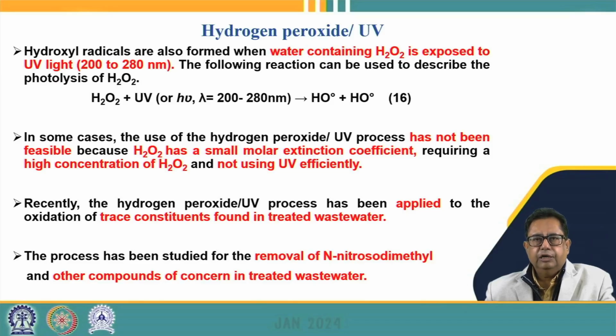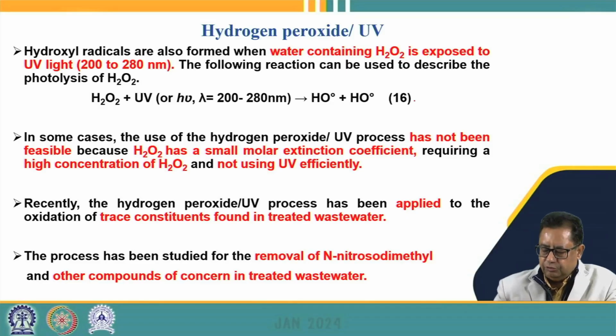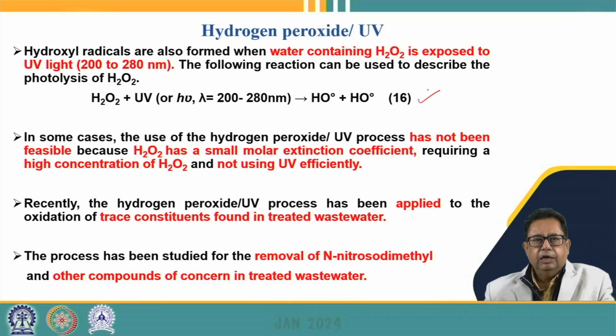Similarly, hydrogen peroxide and UV can also be combined. As we can see, hydroxyl radicals are formed when water containing H2O2 is exposed to UV light, from 200 to 280 nanometers. So this can result in the formation of •OH radicals. We can see equation number 16, where H2O2 and UV, when they combine, can result in the formation of two hydroxyl radicals.